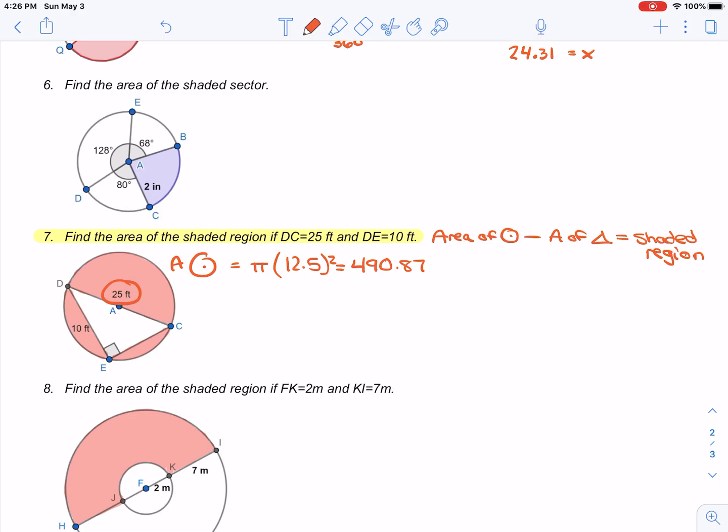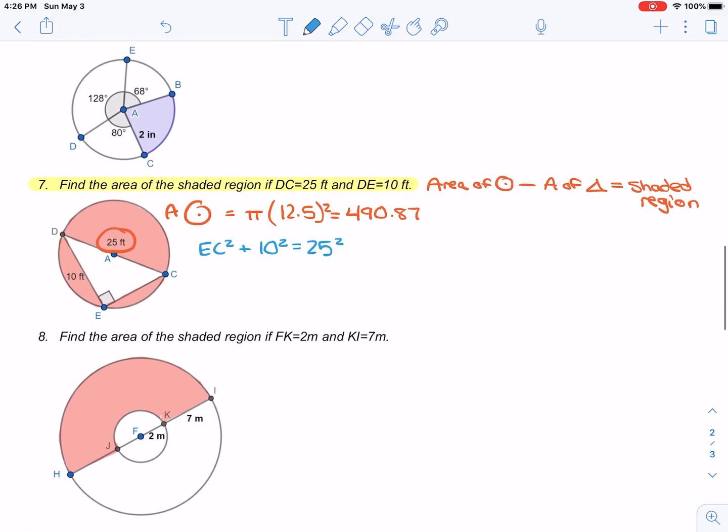And then for our area of our triangle, we have to actually do something before jumping right into that. We see that we have our hypotenuse and we have one of our side lengths, but we need our other side length to do our 1/2 times base times height for our triangle. So we need to find what EC is. Okay, I'll do that here in blue. So EC, we're going to just use our Pythag. So we have EC squared plus 10 squared is going to equal 25 squared.